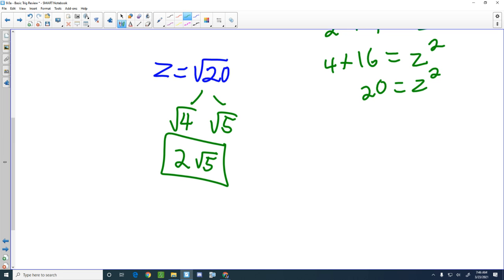I'm pretty sure you did those last year in geometry too, didn't you? Simplifying radicals? I'm pretty sure. That shouldn't be a brand new skill this year. But something we want to focus on because it is the precise exact value.